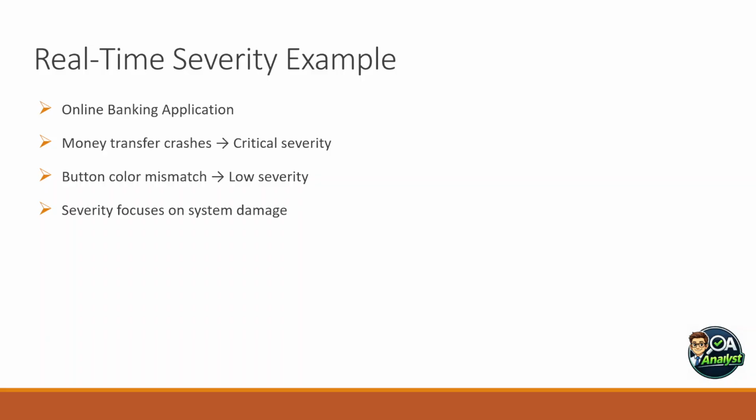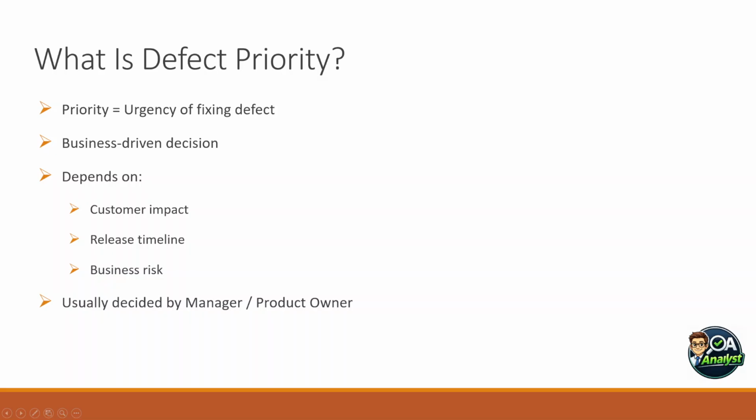The button color is slightly different. If the button color is different, there won't be any business impact, so that is nothing but low severity. Why? Because functionality is working, there is no data loss, no business impact, just a color difference. So again, that will not cause any business impact. Severity answers only one question: how badly is the system affected? Now let's move to the second term, that is defect priority.